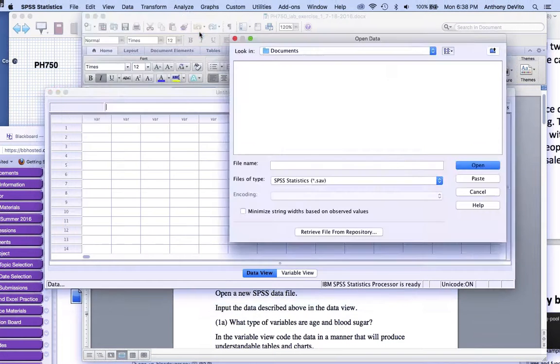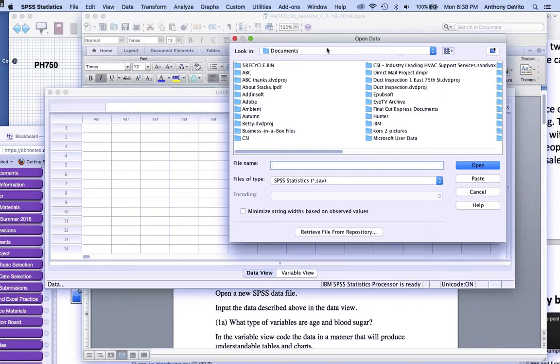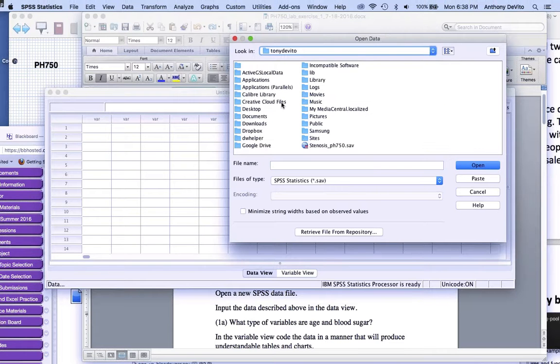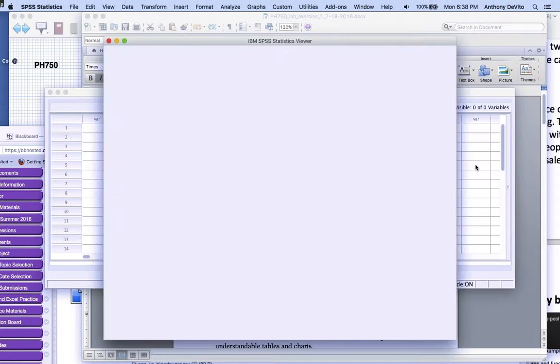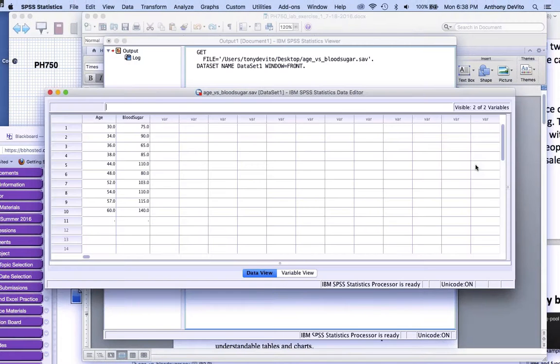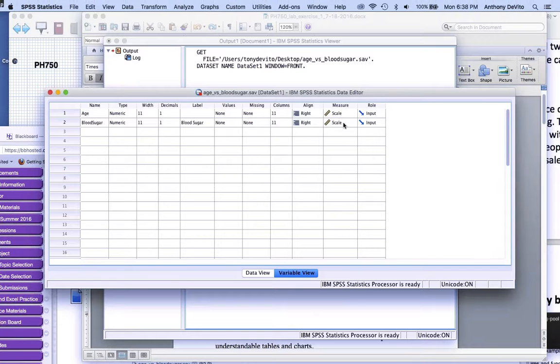Since it's an SAV file that I've downloaded, it should be on my desktop. I'll navigate there. It's looking for SAV files, so it finds it. There we go. Okay, it imports it. And there we go. So we have age and we have blood sugar. Both of these are what kind of variable? They're numerical variables, right? And if we look at our variable view, you can see that SPSS identified them automatically as being what it calls numerical variables.